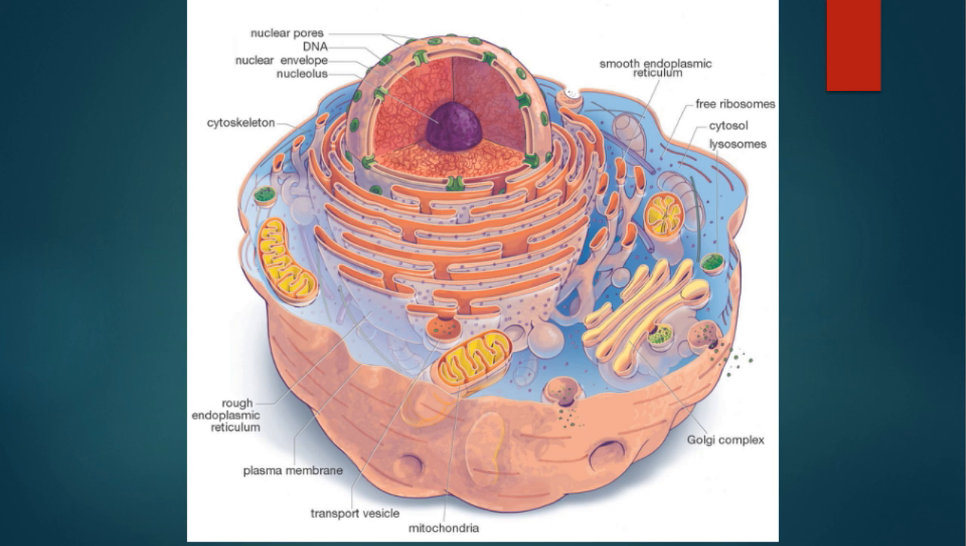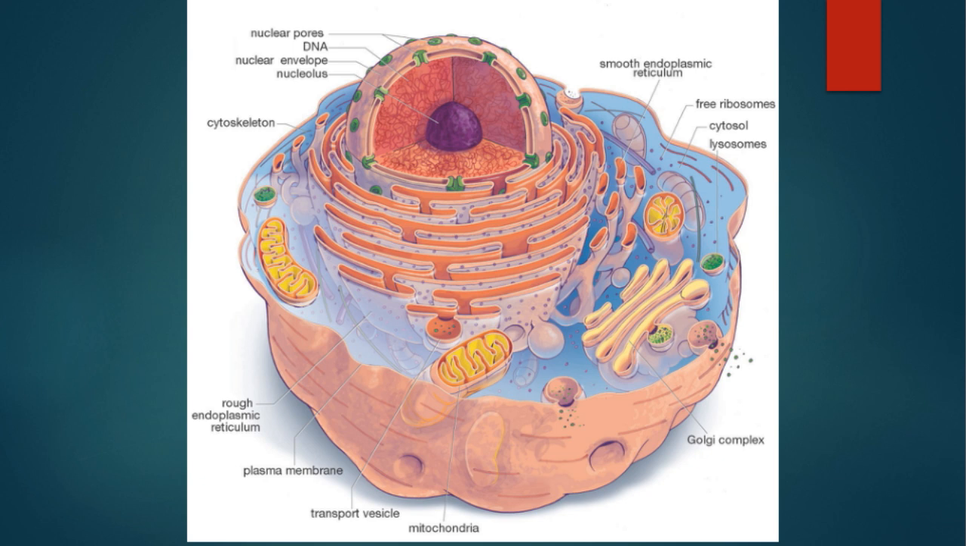And there are other important structures like lysosomes, which help break down waste, and the cytoskeleton, which provides support and shape. All these components highlight how complex and organized an animal cell is. Understanding these parts is fundamental because they work together to keep the cell functioning properly, which ultimately supports the health and activity of the entire organism.